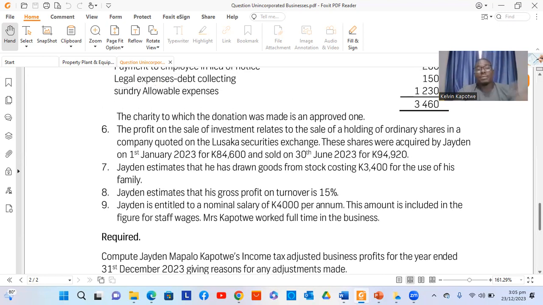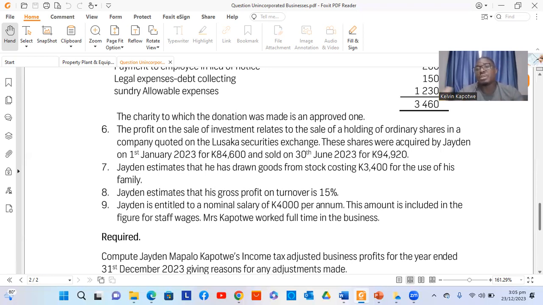All right, so note number 6, the profit on the sale of investment relates to the sale of holding ordinary shares in a company quoted on the Lusaka Securities Exchange. So these shares were acquired by Jaden on 1st January 2023 for 84,600 kwacha and sold on 30th June 2023 for 94,920. So this investment was actually acquired in the tax year we are discussing.